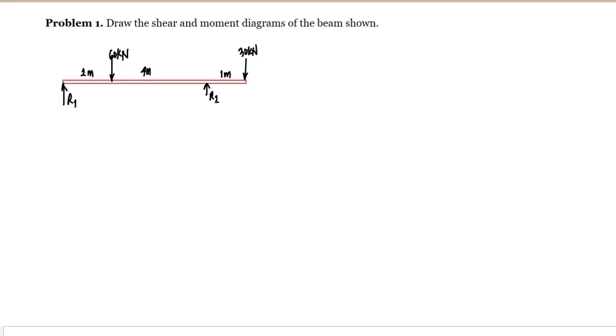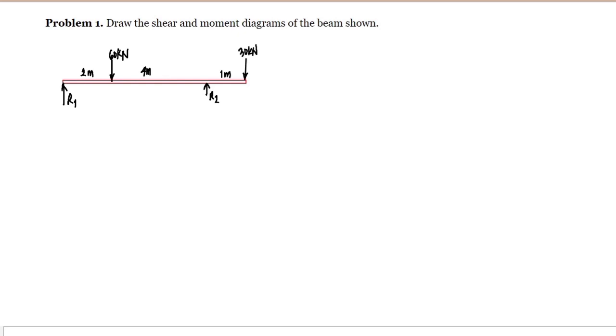Draw the shear and moment diagram shown in the figure. As we can see here, we have this beam with a load of 60 kilonewton and 30 kilonewton. First thing that we are going to do is to compute for the reaction of the supports. So we have to determine the value of the reaction 1 and the reaction 2.